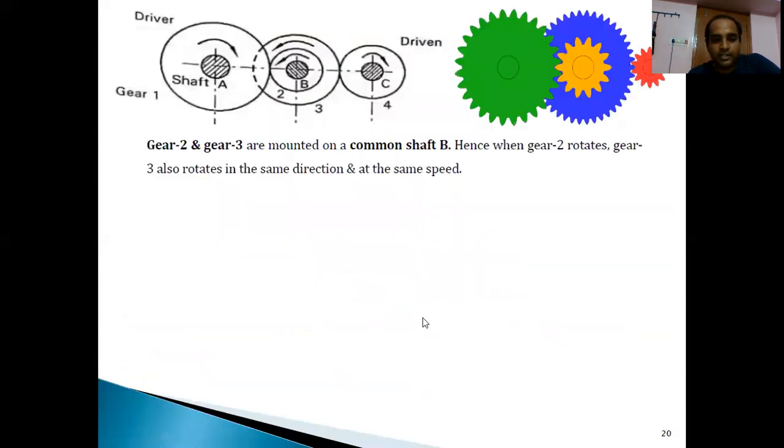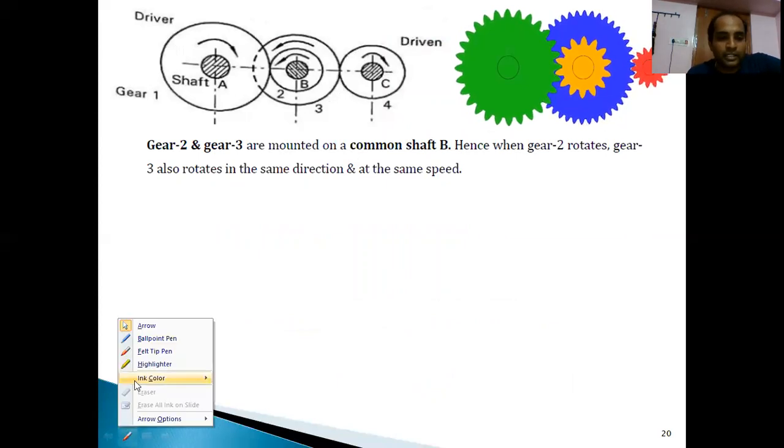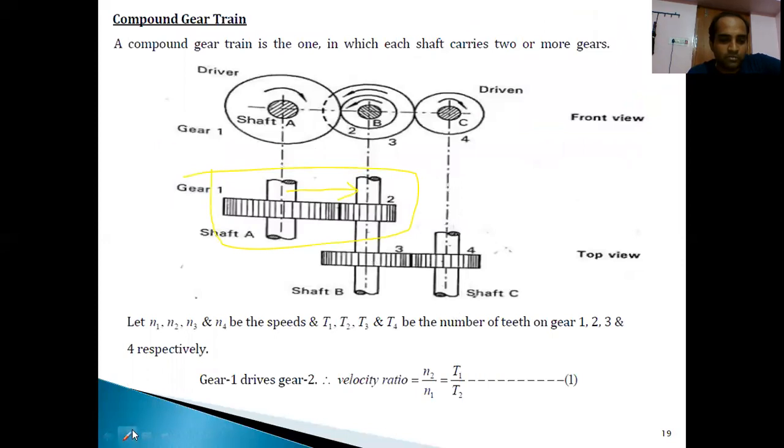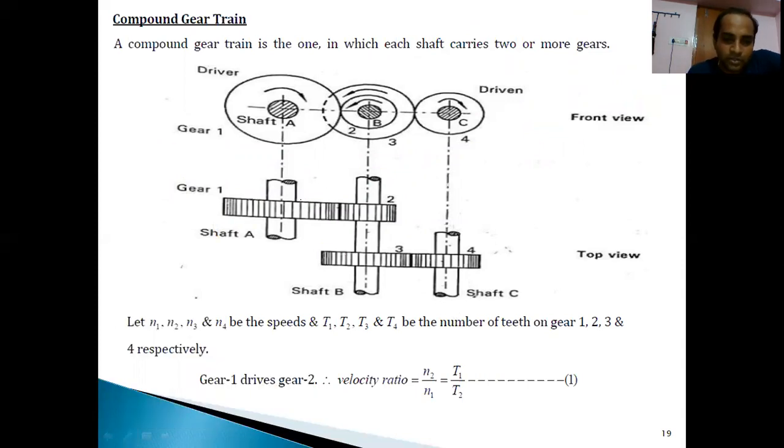Similarly, if you move on to the next slide, now gear 2 and gear 3, how are they mounted? They are mounted on the same shaft B. If you observe one very important point here: from 1 to 2, the velocity ratio is estimated, right? But 2 and 3, what are they? They are two gears which are mounted on the same shaft.